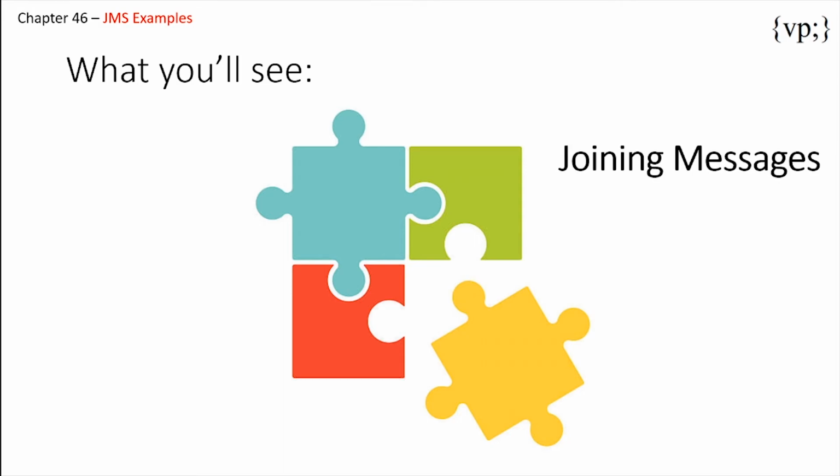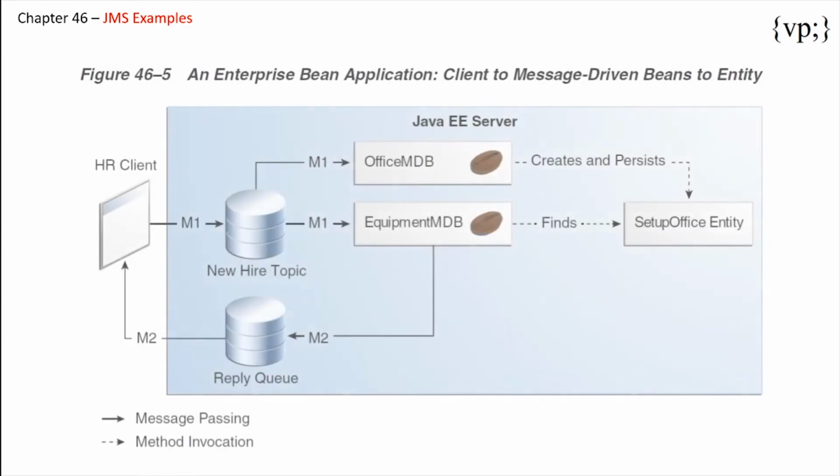This design pattern is called joining messages. Now, since a message-driven bean can only handle one message at a time, we can use a JPA entity to hold on to the information of these different messages. We can then remove this entity after we're done with it.